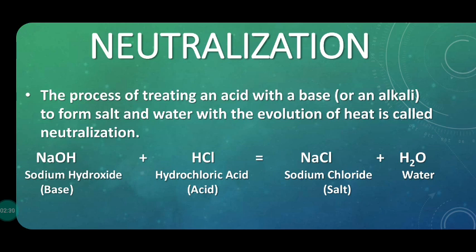See the equation written. Sodium hydroxide base, NaOH chemical formula, plus hydrochloric acid, HCl chemical formula. What are the products? Sodium chloride, salt, NaCl chemical formula, plus H2O, water. So NaOH plus HCl gives NaCl and H2O as the products. So NaCl is a salt. The main product of neutralization is a salt. When an acid combines with a base, salt and water are formed.